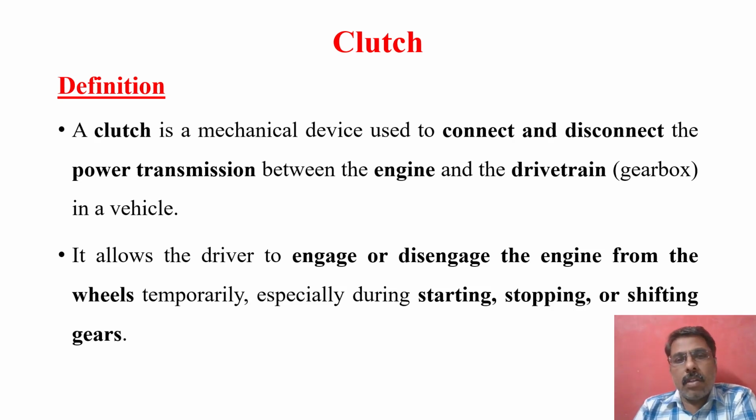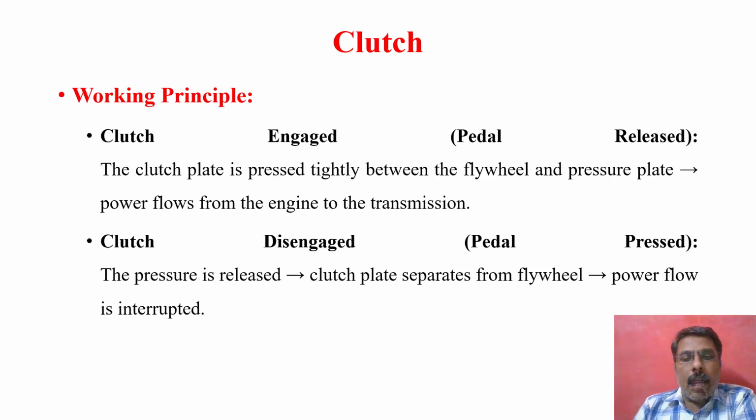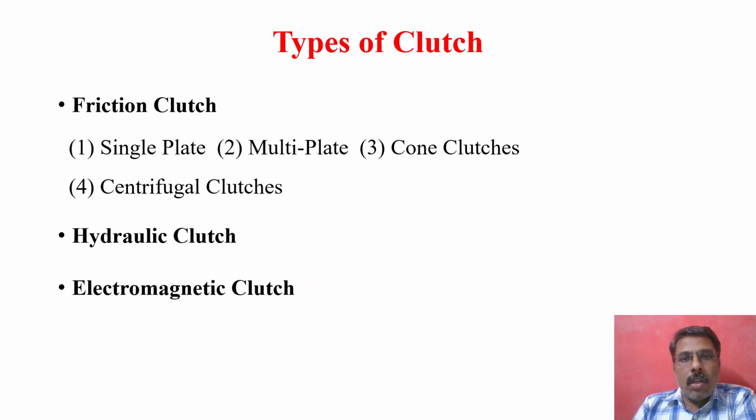What is meant by clutch? The clutch is a mechanical device which is used to engage or disengage the power in an automobile. There are different types of clutches. One is the frictional clutch, the hydraulic clutch, and the electromagnetic clutch. In a frictional clutch, we have four types: the single plate clutch, multi-plate clutch, cone clutch, and centrifugal clutch.